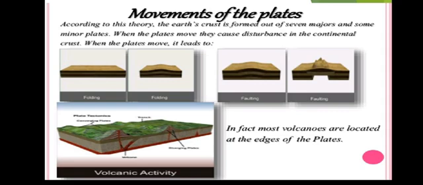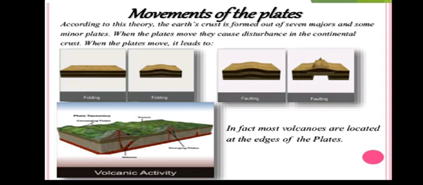Transform. In the event of 2 plates coming together, they may either collide or crumble, or may slide under the other and form the transform boundary. This is called, means horizontal movement is there. 2 plates move horizontally. This is transform. So 3 types of plate movements: convergent, divergent, and transform.